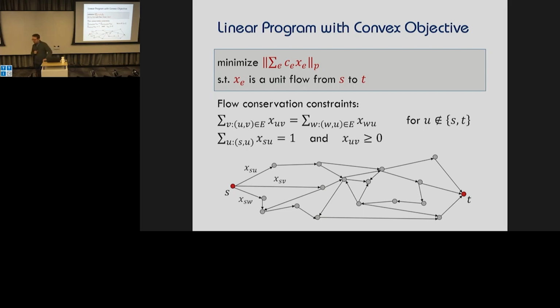Do you assume the costs are all positive? Do you assume the cost CE... Yes. All coordinates are positive, yes.